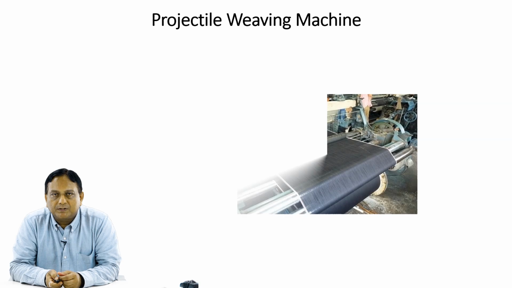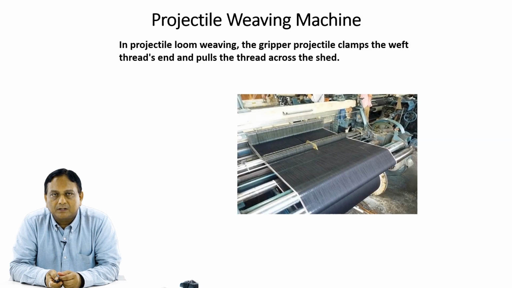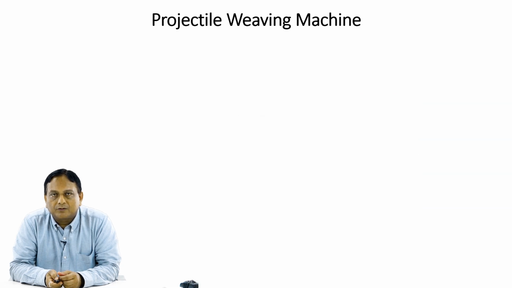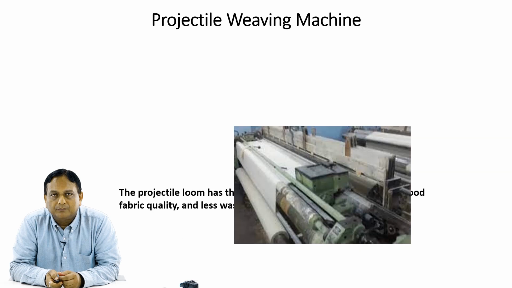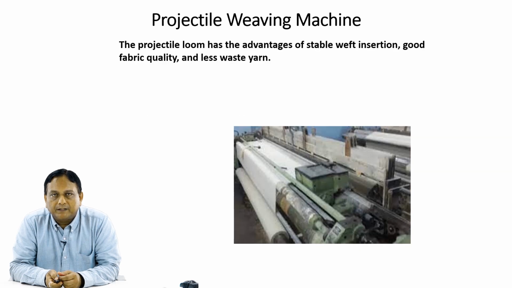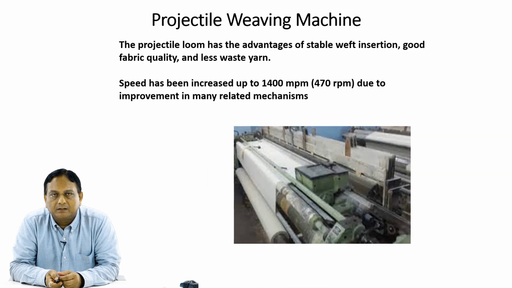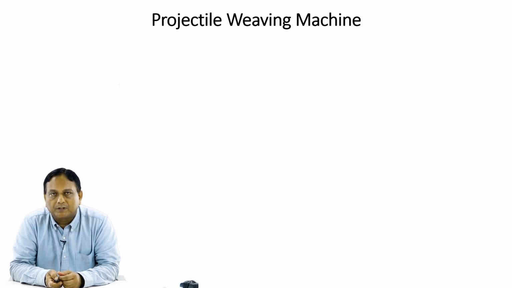Now, projectile weaving machines, if you see, this is one of the structures, and the gripper projectile clamps the weft thread's end and pulls the thread across the shed. So, the projectile is used in these projectile weaving machines. The advantages are stable weft insertion, good fabric quality, and less waste yarn, and it runs at a speed of 1400 meters per minute, 470 rpm, due to the improvement in many related mechanisms in projectile weaving.